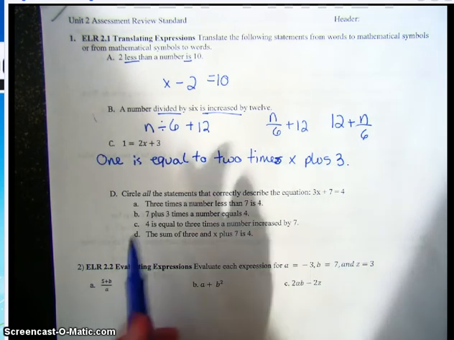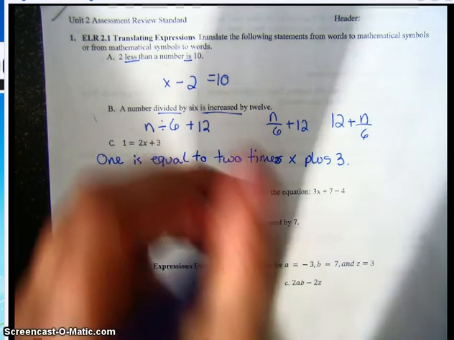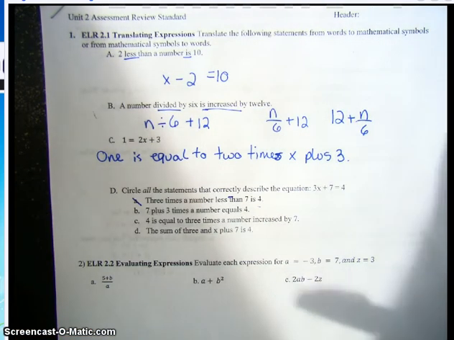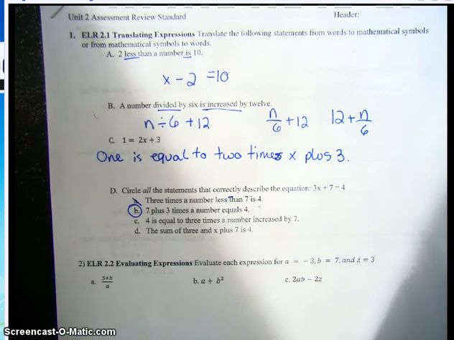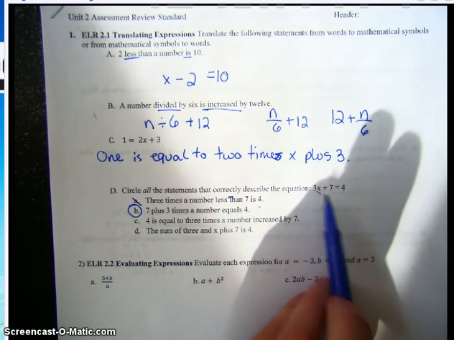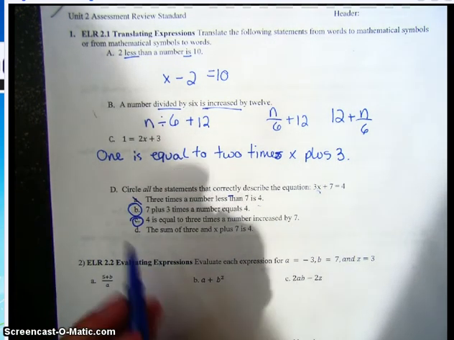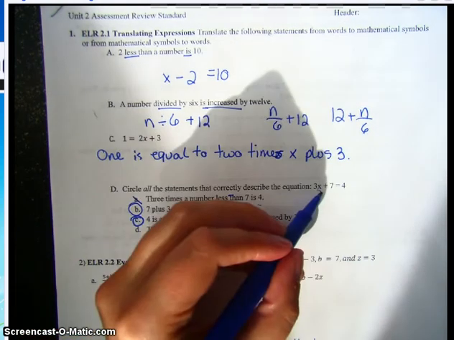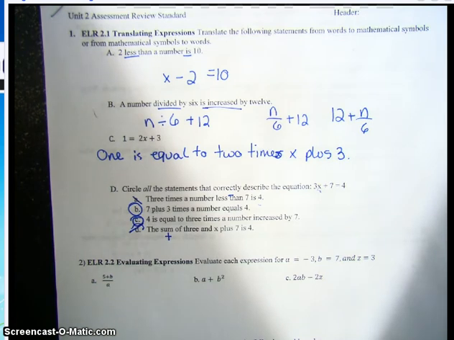So 3 times a number less than 7 is 4. Well, less than is subtraction, and there's no subtraction in here, so that one doesn't work. 7 plus 3 times a number equals 4. Okay, 7 plus 3 times a number. Yep, okay, that one works. 4 is equal to 3 times a number increased by 7. Yep. The sum of 3 and x plus 7 is 4. Ooh, you know what? Sum is addition. So that would say 3 plus x, and we have 3 times x, so that one is not. So you should have B and C circled.